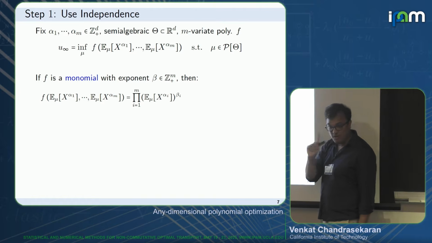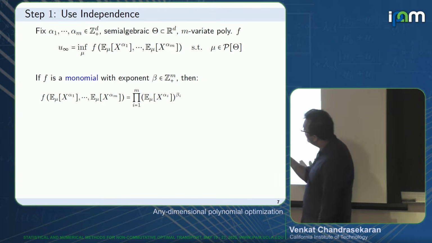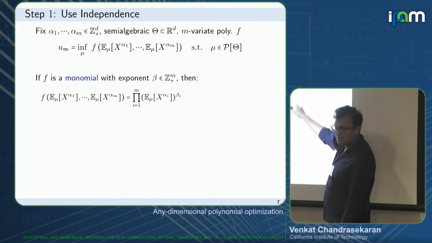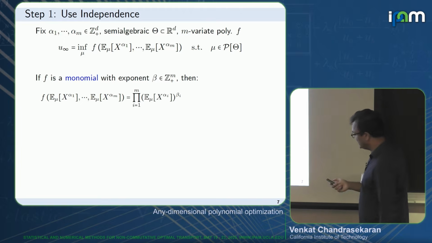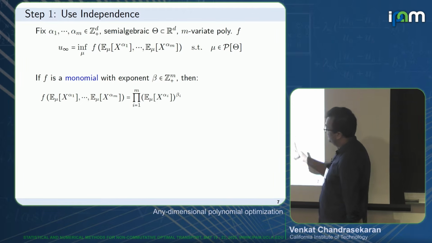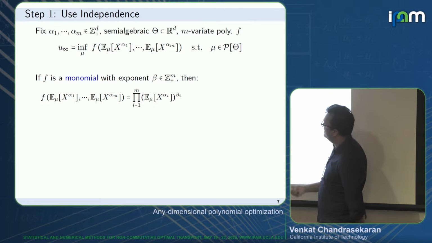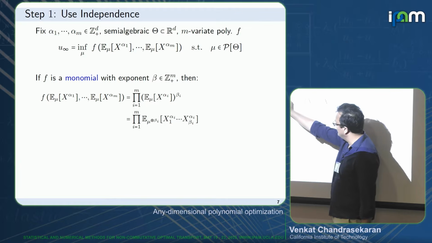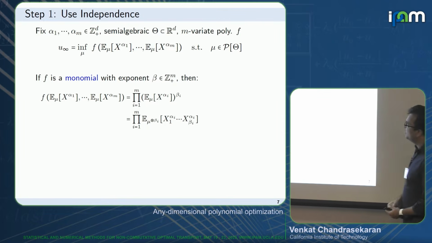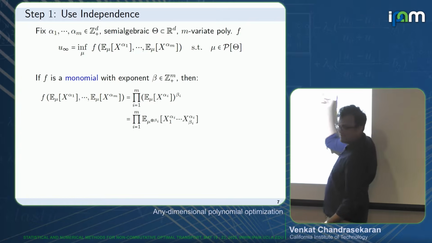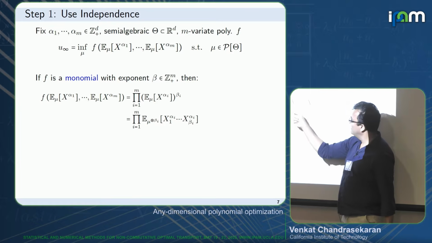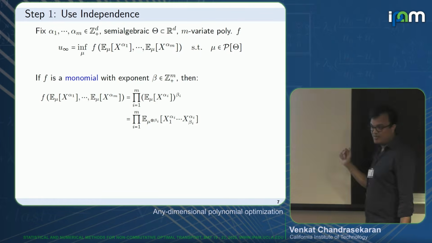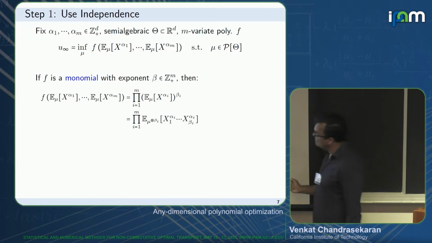If f is a monomial with exponent beta, then I'm going to go through a sequence of reductions to really understand what's going on, and it's this insight that will help us. So if it's a monomial, I can write f in this way. The product remains the same here, so let's ignore that, and let's just focus on this bit. What I've done is that there are beta i copies of this. So I've just written a product measure here, and these are independent random variables, x1 through x beta i.